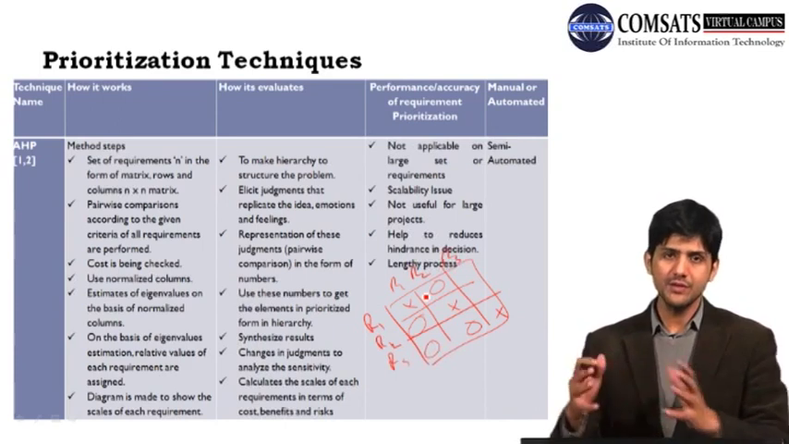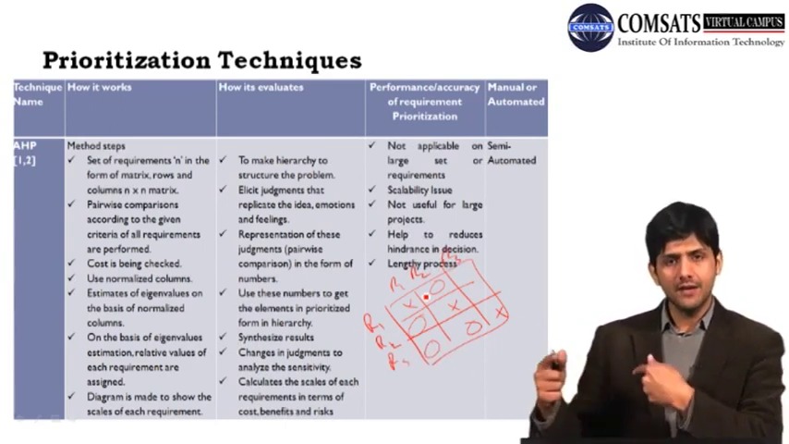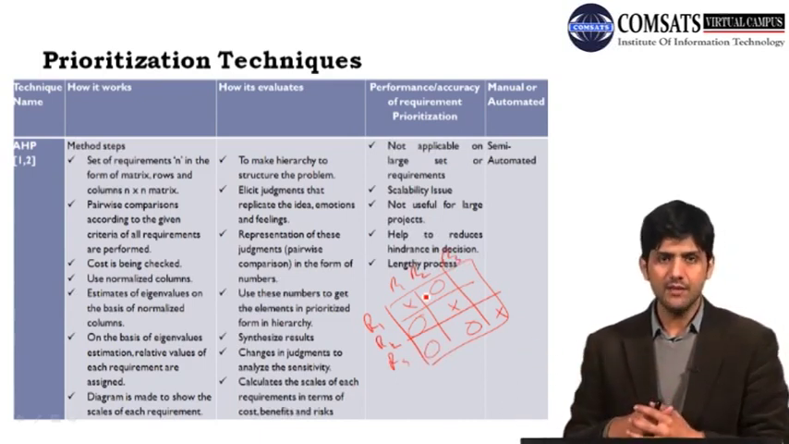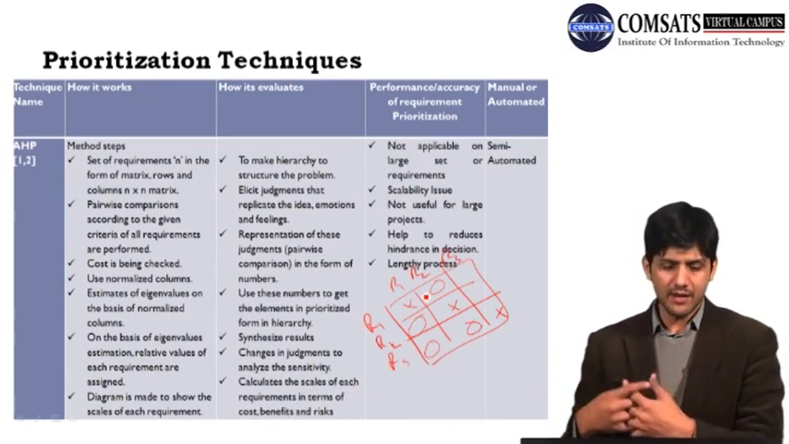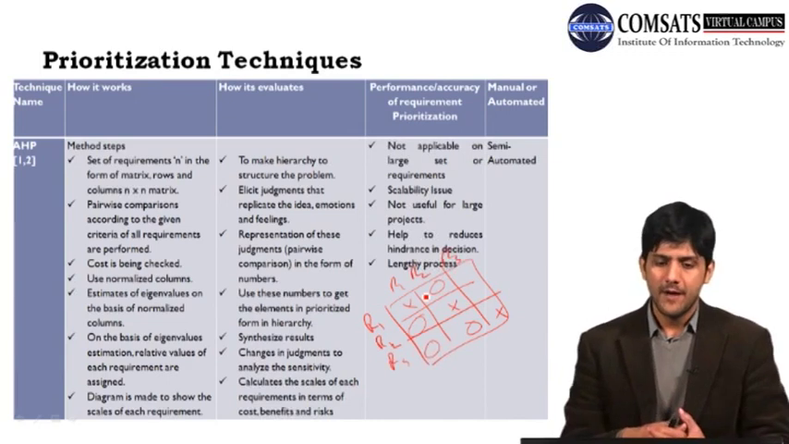So on the basis of those different eigenvalues, we try to give relative value to each requirement in comparison to the other requirements, and then we make a diagram to show the scale of each requirement. So this is how AHP works and how it actually evaluates.